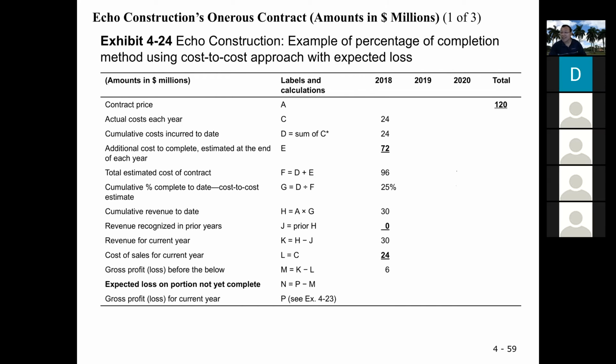At this point, it's a profitable contract. So I don't have to consider unexpected future loss, right? Because at this point, I think the contract is profitable. So your gross profit for the current year is 6.